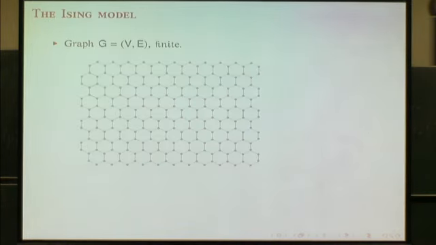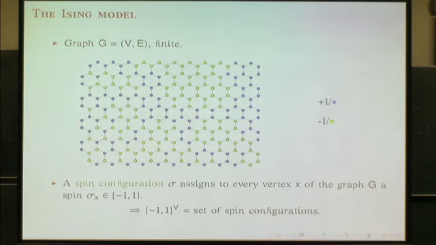So the Ising model, you've maybe seen the definition already, but it's defined on a graph G, which we will suppose to be finite. So here is an example of the honeycomb lattice. And on this graph, you put spin configurations, which consist of plus or minus ones. So they're drawn with different colors, blue and green. And so we're interested in the set of all spin configurations, that is {-1, 1} to the V.